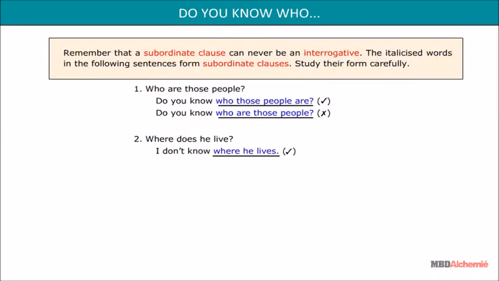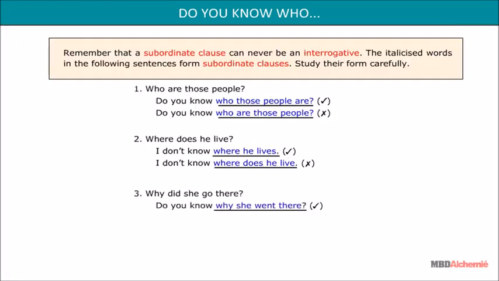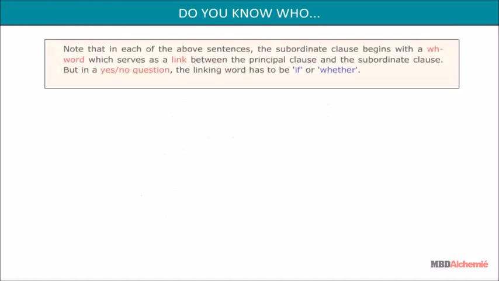2. Where does he live? I don't know where he lives. Correct. I don't know where does he live. Incorrect. 3. Why did she go there? Do you know why she went there? Correct. Do you know why did she go there? Incorrect. Note that in each of the above sentences, the subordinate clause begins with a WH word, which serves as a link between the principal clause and the subordinate clause.